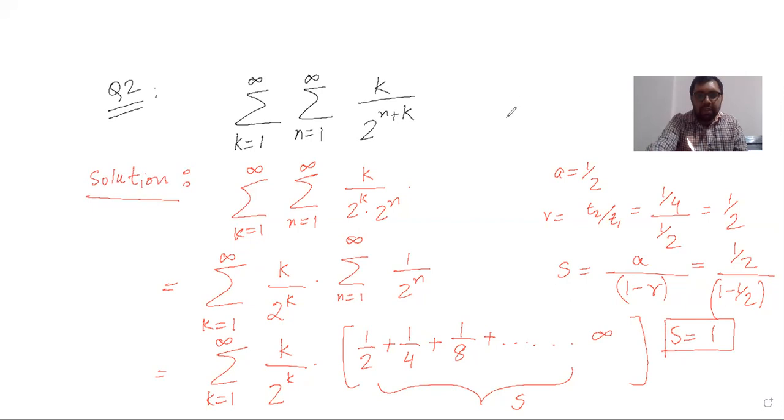Okay, so now let me just erase this part, because we are facing lack of space. So basically we had this series k upon 2 raised to k into S, where k was running from 1 till infinity. This was the final sum we are trying to find, right? Sigma k is equal to 1 to infinity k upon 2 raised to k into S.